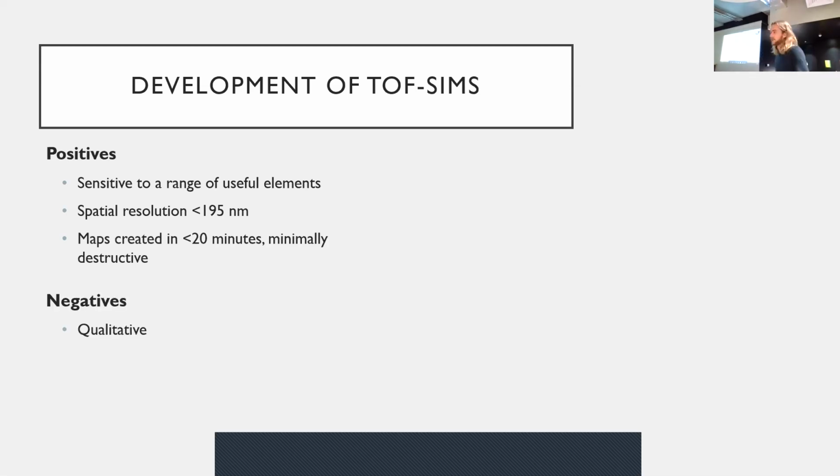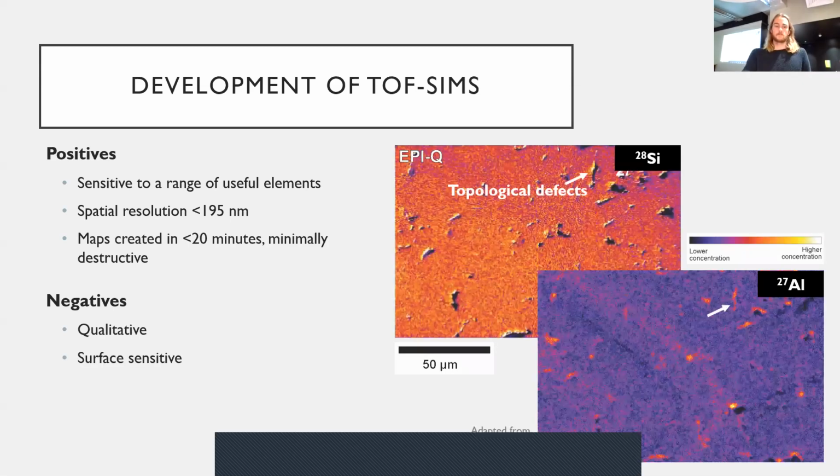Some negatives, it's only qualitative, so we can't actually straight up measure concentrations, only relative concentrations. It is surface sensitive. So this is an example from quartz where the quartz surface wasn't perfectly polished. So any topographical defects might trap contamination, and that'll show up in some of your trace element maps.